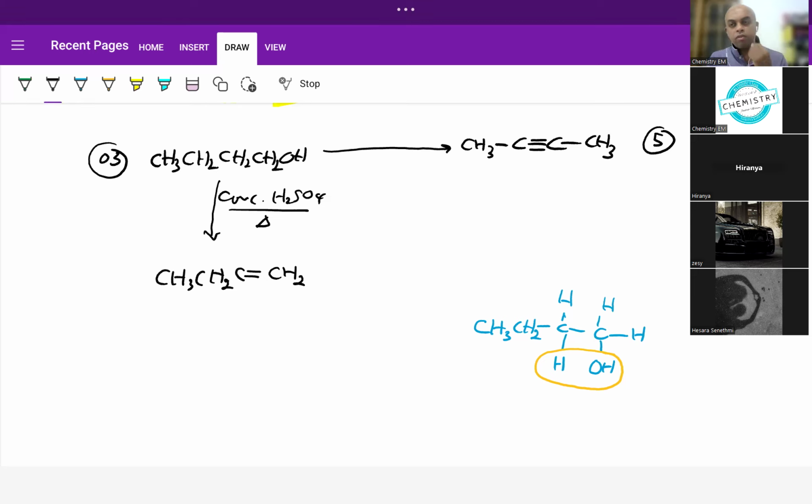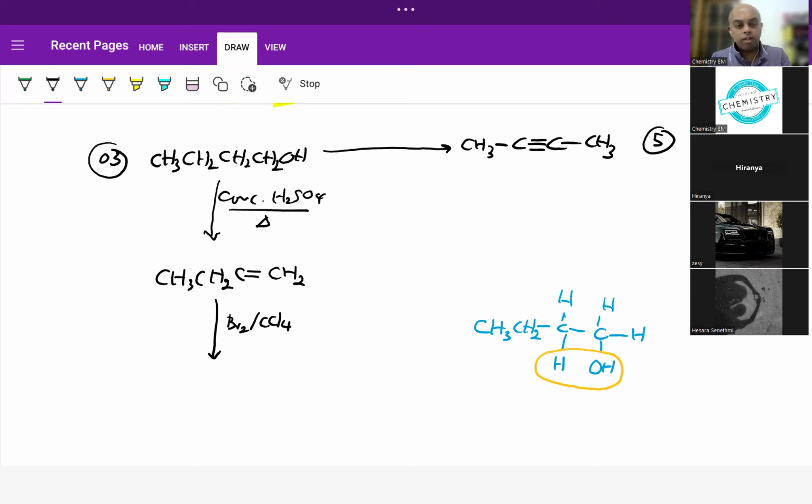Then after that, I need to convert this double bond into a triple bond. Right. There are many ways. I have explained this one last week as well. So I will add Br2 in CCl4 through the double bond, right? Then we can create a triple bond. Now let's see what will happen when we add Br2 at this stage.